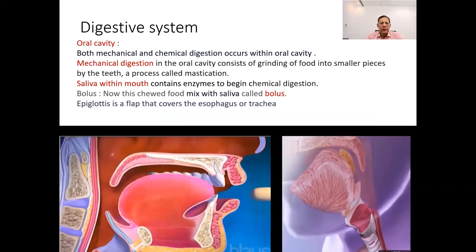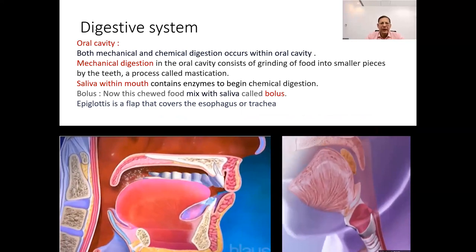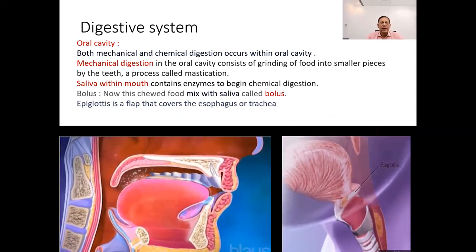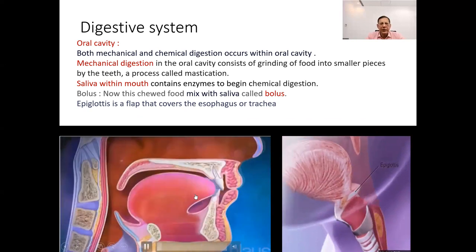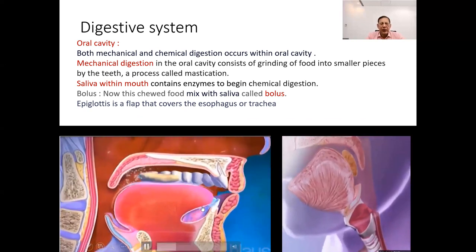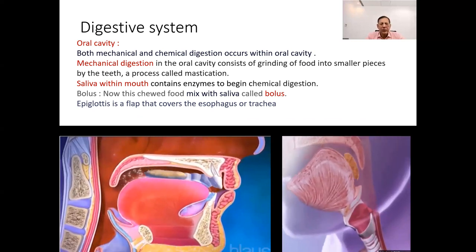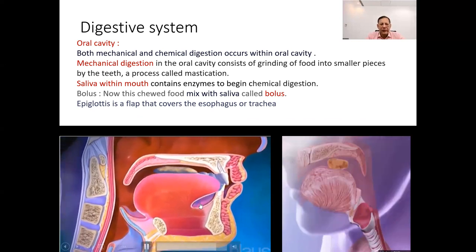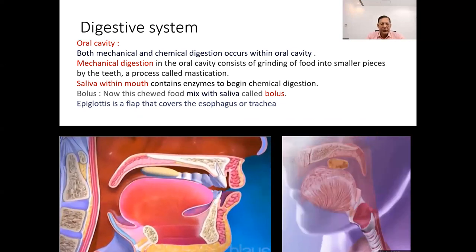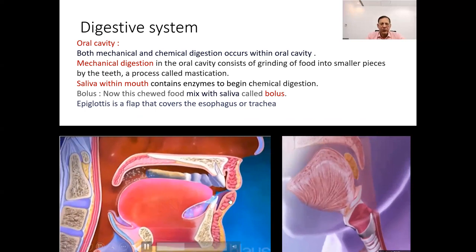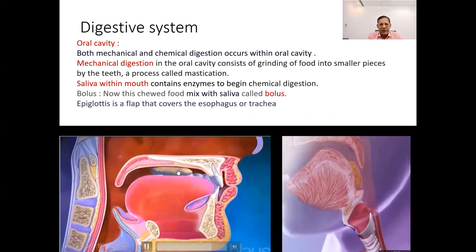Digestive system, first the oral cavity. This is the first place where the digestion of the food occurs. So, in the oral cavity, chewing, also known as mastication, is the mechanical process of breaking down the food particles into smaller, more manageable pieces in the oral cavity or mouth. It is the first step in the digestion of the food and plays a crucial role in preparing the food for further processing in the digestive system. Our teeth are mainly responsible for the chewing process.